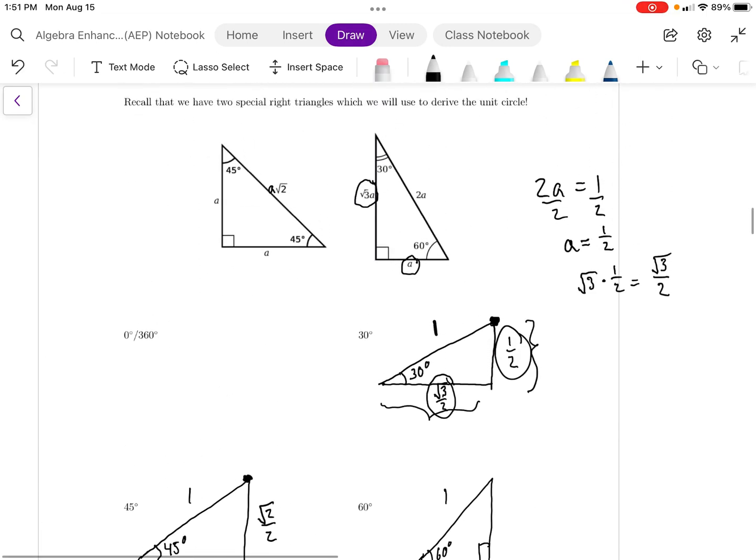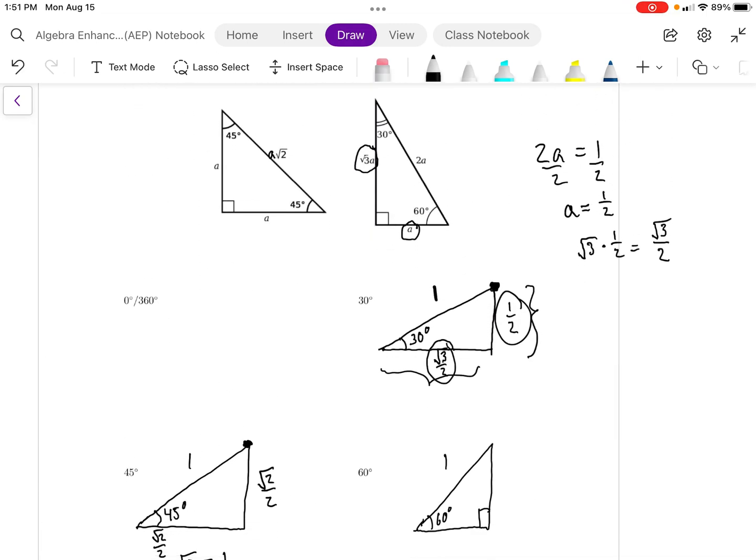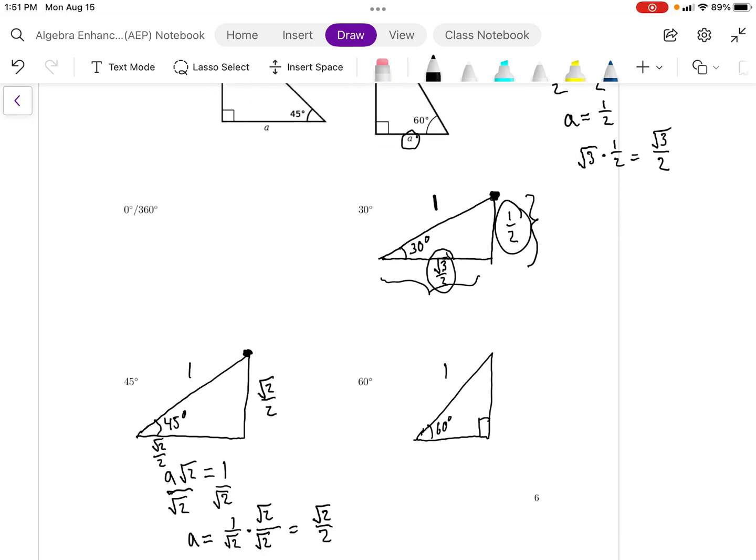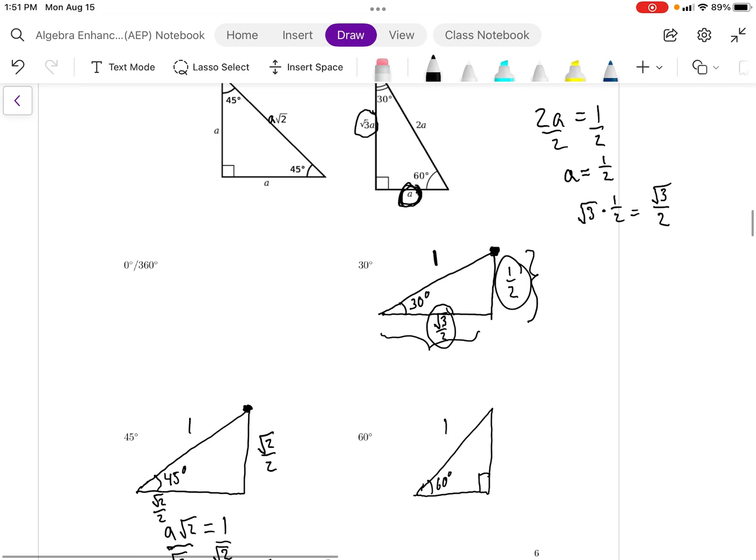And now we're going to use the same thing we did before, right? How did we solve for the a value before? Well, we set 2a equal to 1. So that means that a is equal to 1/2. So what does that tell us? That tells us that the side adjacent to 60 degrees is a, which is 1/2. We solved for that before, right?